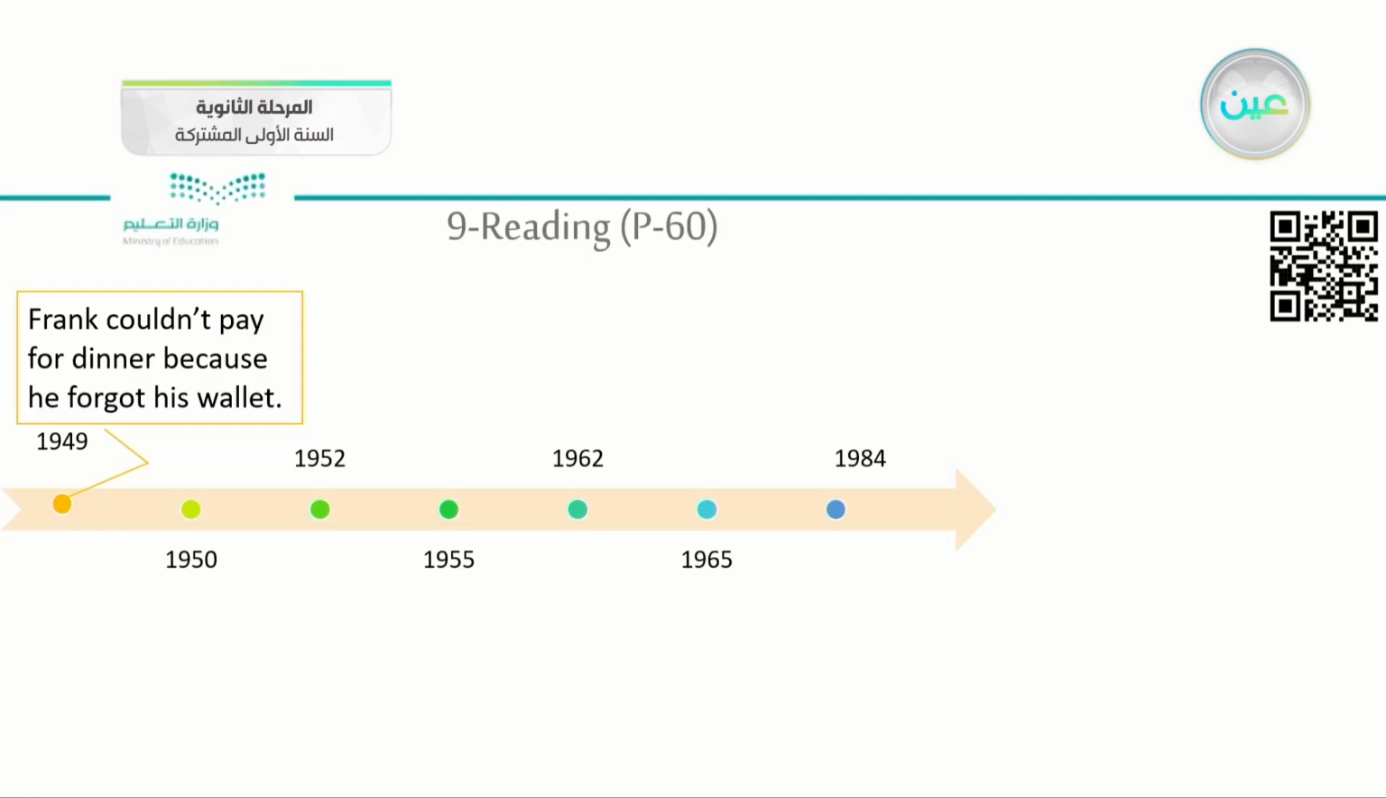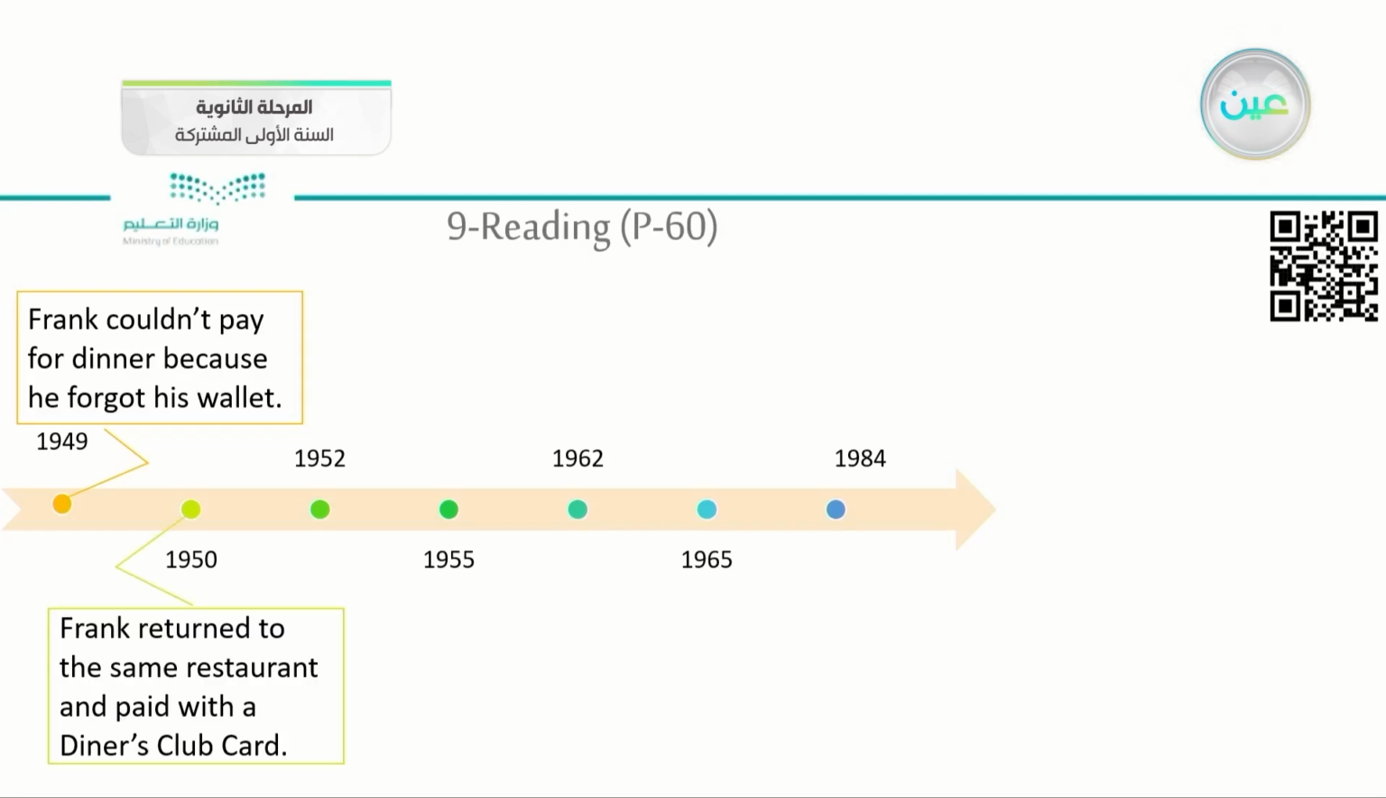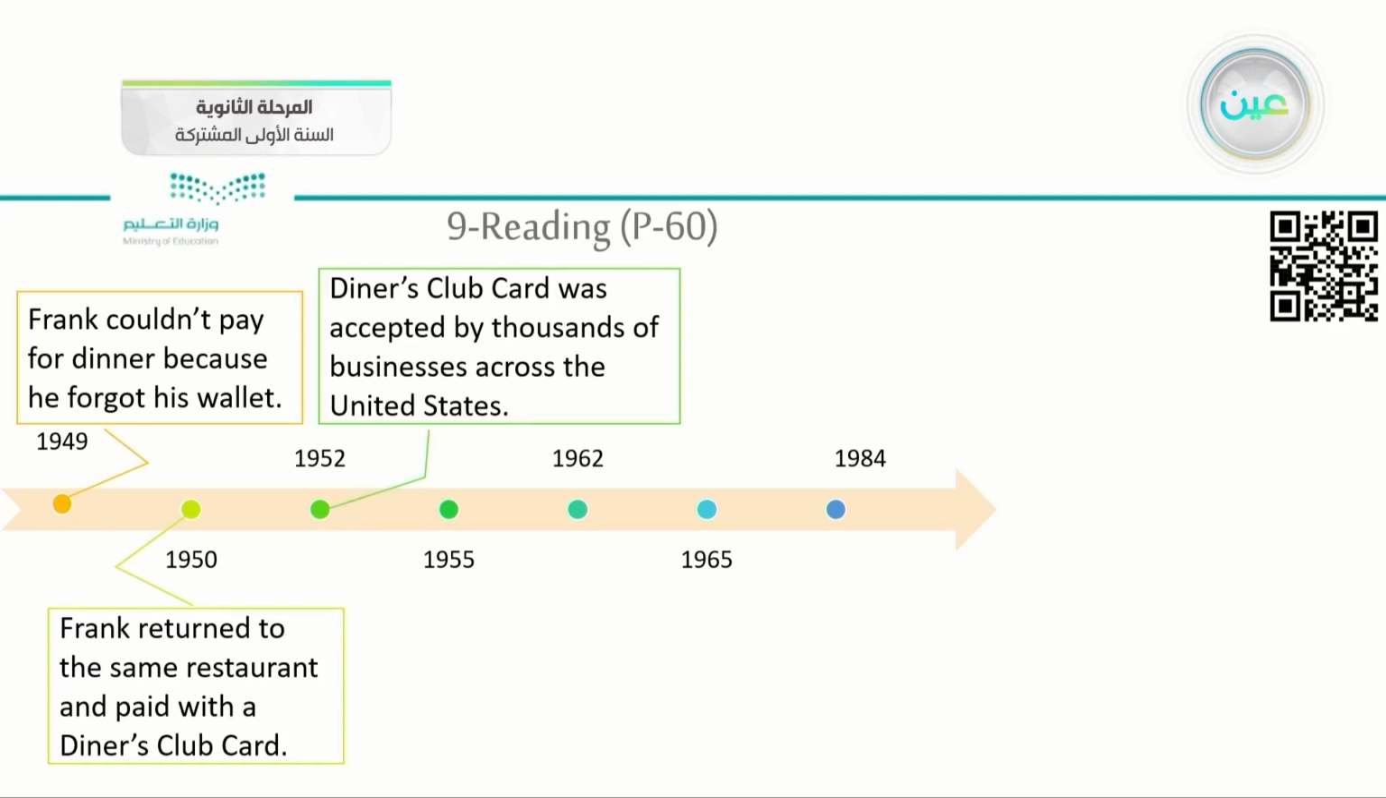So on a timeline in here, the history of the credit card, 1949, what happened? Frank couldn't pay for dinner because he forgot his wallet. It didn't stop in here. A year later, he returned to the same restaurant and paid with a Diners Club card. 2 years later, the Diners Club card was accepted by thousands of businesses across the United States.